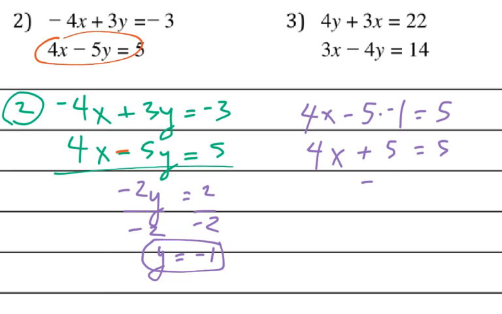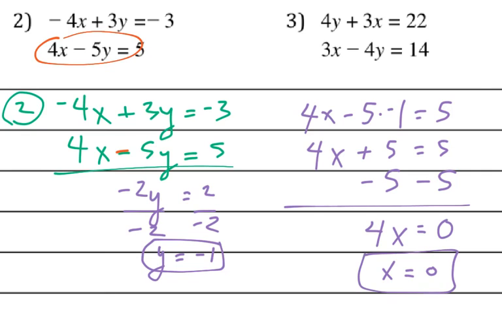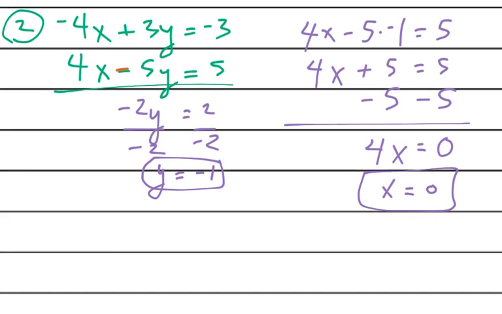And maybe you can look at this and tell that x is 0, but if not, we'll subtract 5 from both sides. And then say, okay, well, x is 0. Almost done, but not quite. We lastly have to say that x comma y is equal to 0 comma negative 1.